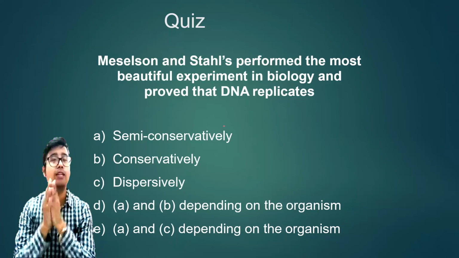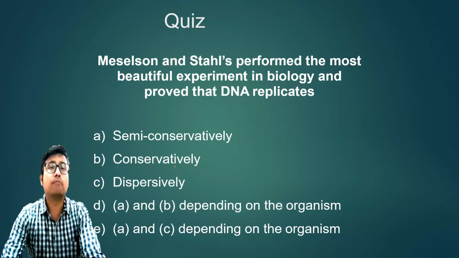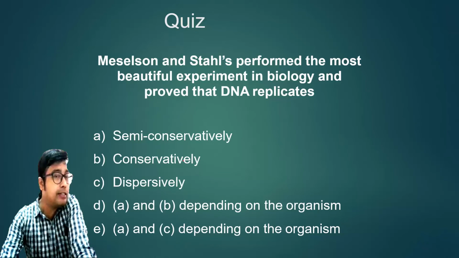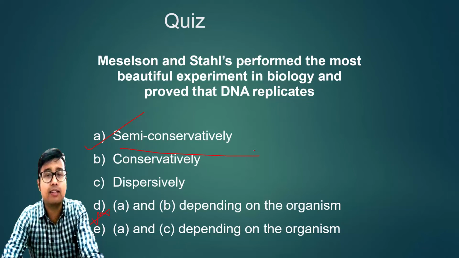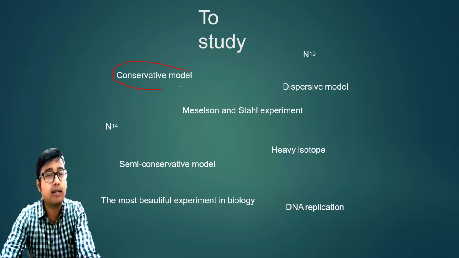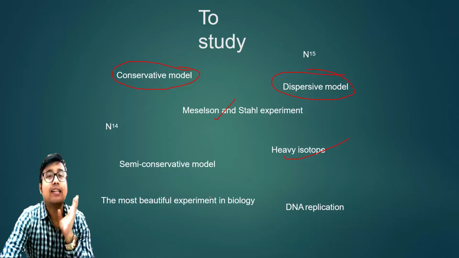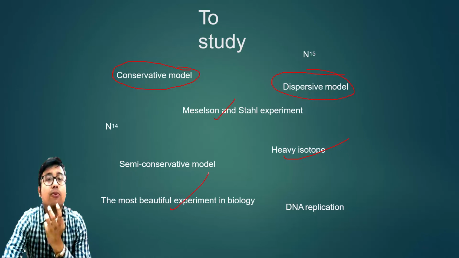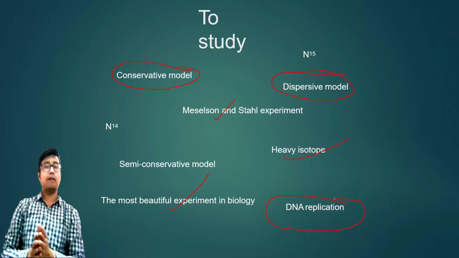This is not a quiz, this is actually an MCQ that came in multiple exams, so very easy. Meselson and Stahl performed the most beautiful experiment in biology that proved DNA replicates semi-conservatively. So what do you need to study? You need to study for viva: the semi-conservative model, conservative model, dispersive model, the Meselson and Stahl experiment, and the heavy isotope of nitrogen. Also, the examiner may ask you about the most beautiful experiment in biology, right? And in the next class, we will be continuing with DNA replication.